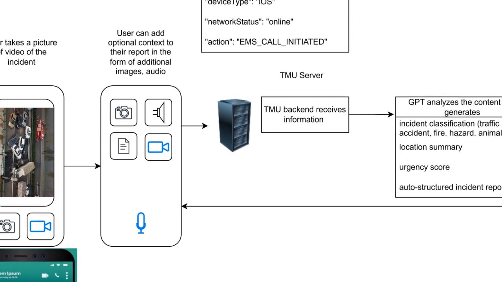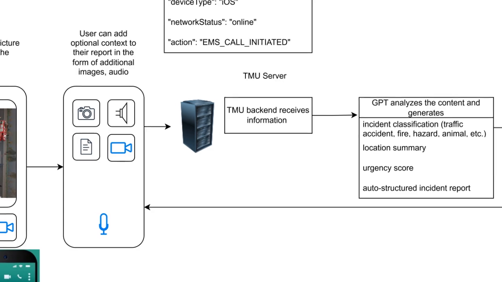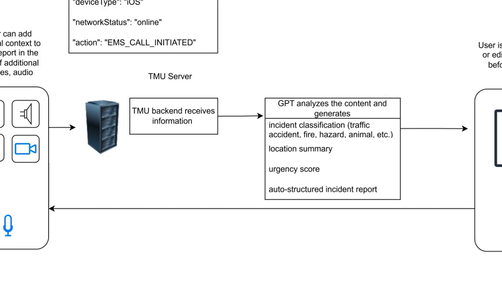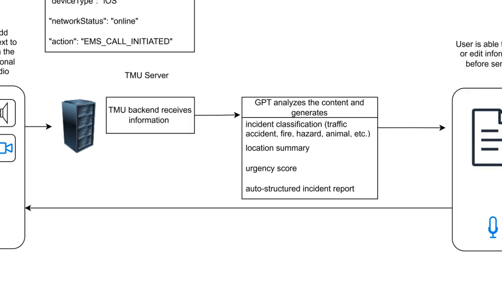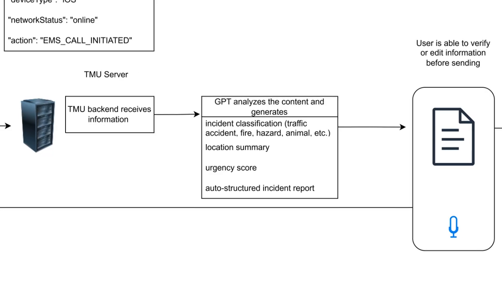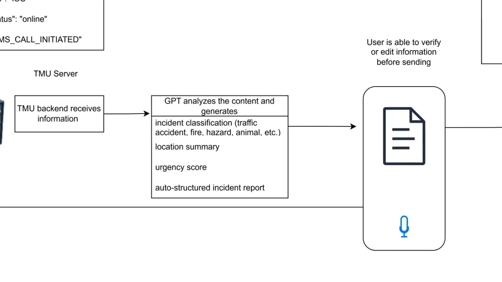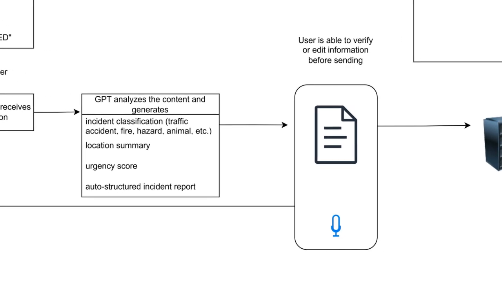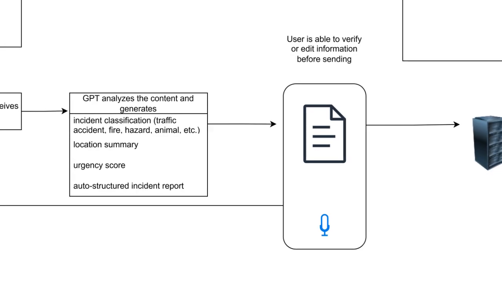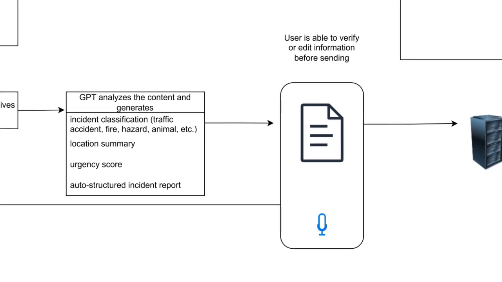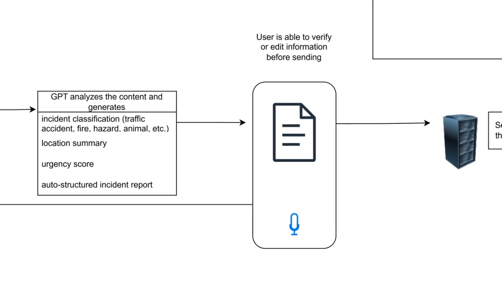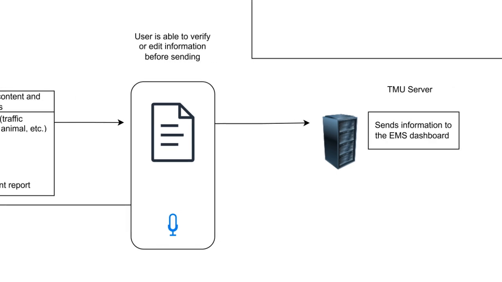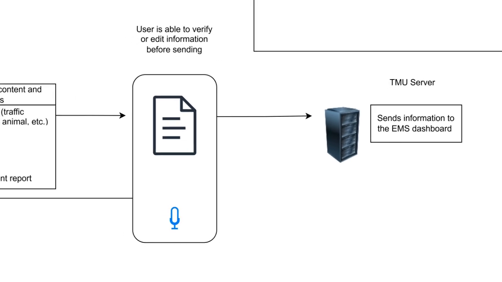The TMU backend receives this information. Our AI services analyze the content to classify the type of incident, for example, traffic accident, fire, hazard, and provide more readable location information. It also generates a structured incident report, so dispatchers can clearly understand and organize what has been sent. Before the report is sent, the user must verify the AI-generated information is accurate. They can correct anything that is not. Once confirmed, the data is sent to the Emergency Services Dashboard.